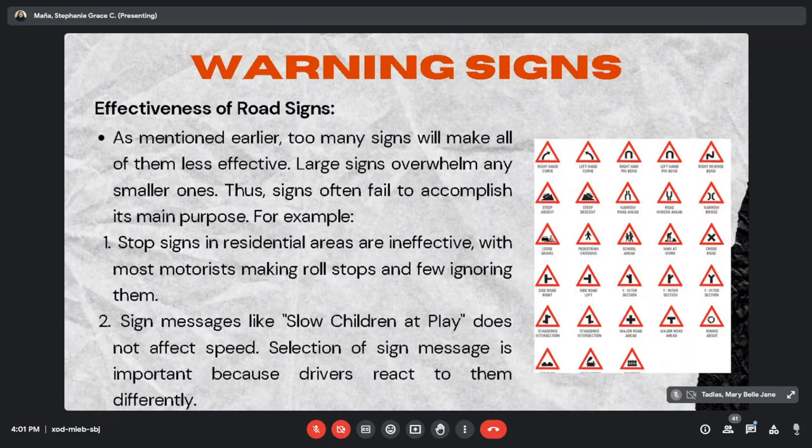So, second, sign messages like slow children at play do not affect speed. Selection of sign message is important because drivers react to them differently.